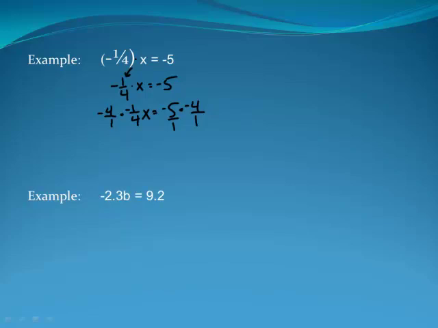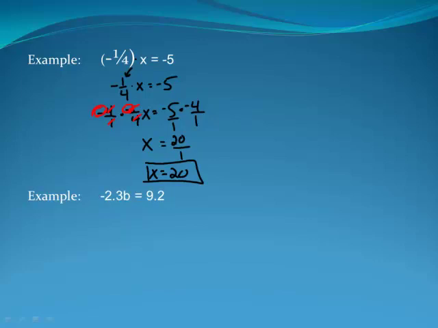Notice that here the 4's cancel, the 1's cancel, and the negative and the negative, negative times negative is always positive. So we've got a +1 times x, which is just x, and that's equal to our right-hand side. Multiply your numerators. -5 times -4 is a +20, over 1 times 1 is 1, and x is equal to +20. And then you could put that answer back in the original problem to check and make sure that that does indeed work.